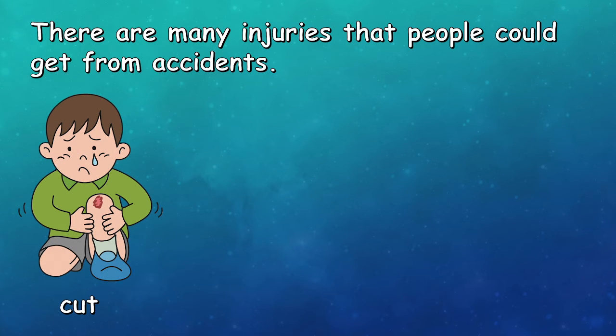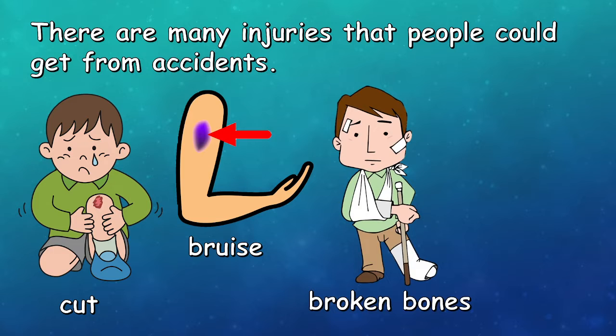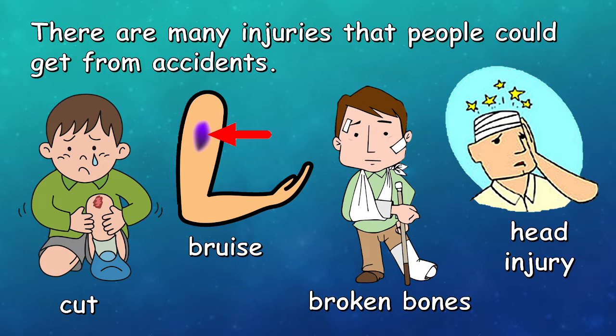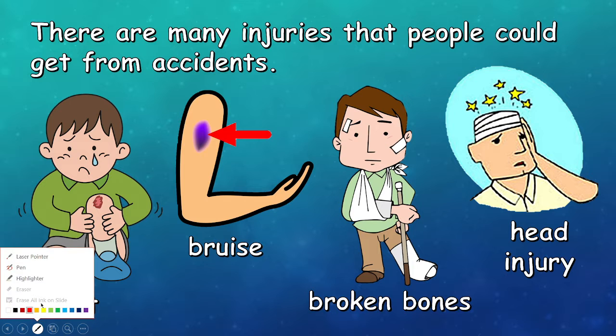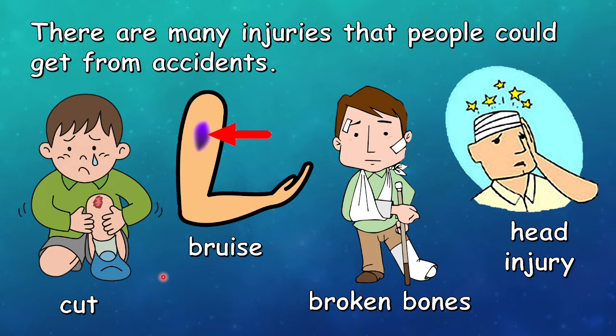Last time we've discussed cut, bruise, broken bones, head injury. Remember, cut? Cut is usually caught when using sharp things, just like knives, scissors, cutter, or just running and then falling on the floor. It could cause cut. Next is bruise. We can get a bruise when we bump our muscle too hard on something hard. Like for example, you bump your knee on your chair. You bump your arm on the table. That could give you a bruise.